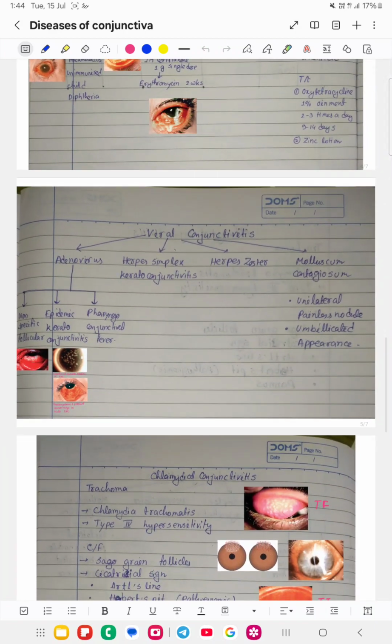Now molluscum contagiosum, what is that? In that case, unilateral painless nodules are formed and an umbilicated appearance is seen.